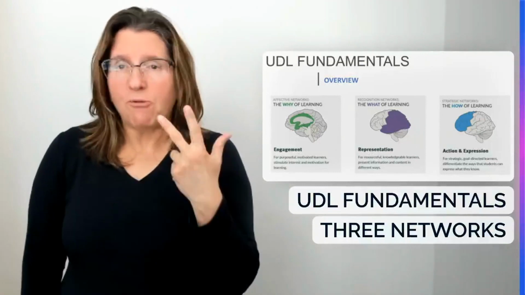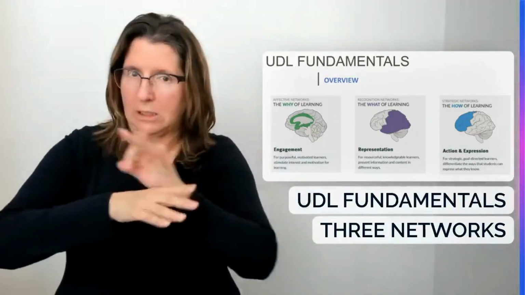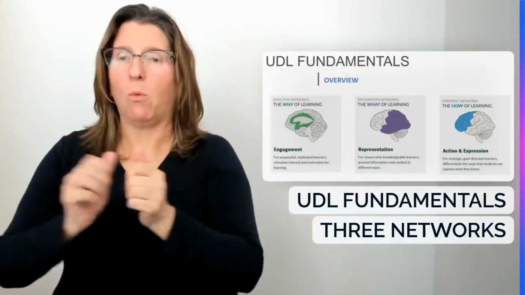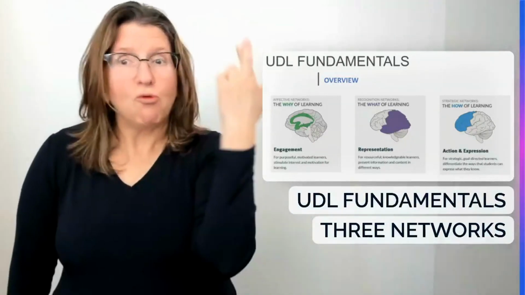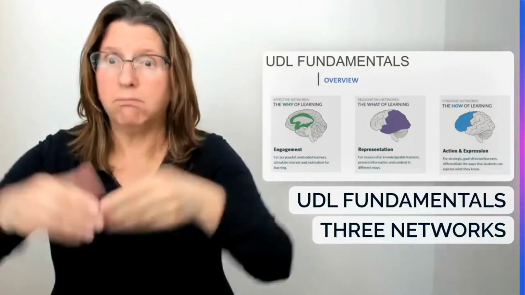Universal design for learning engages three networks in the brain. The first network is engagement. This stimulates the student's motivation and eagerness to participate.